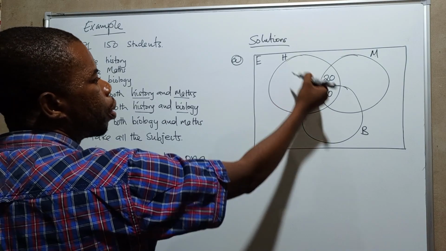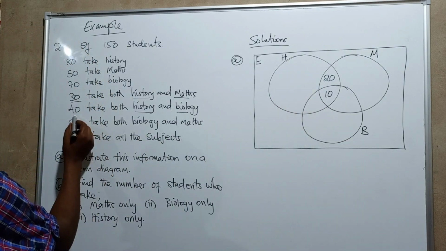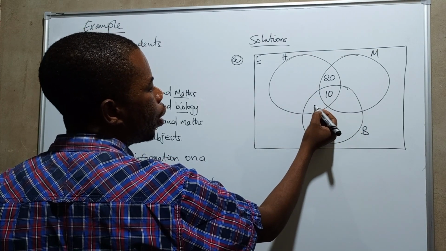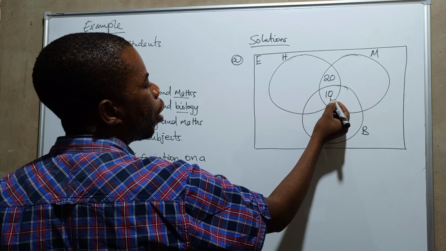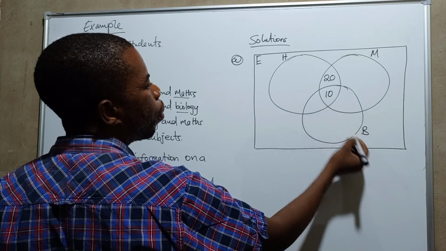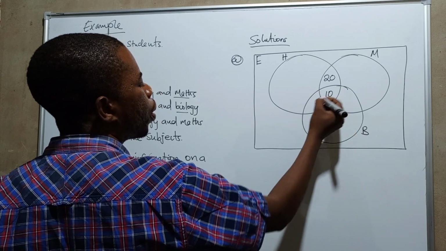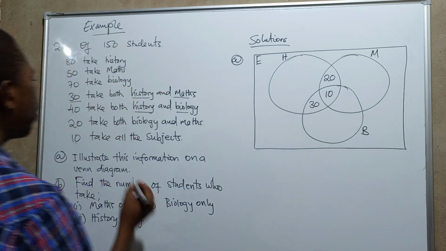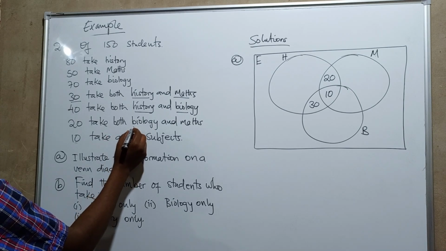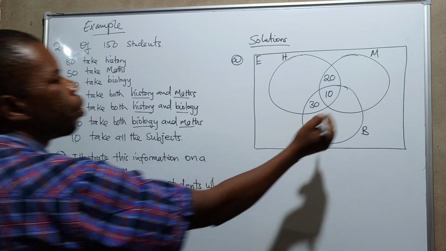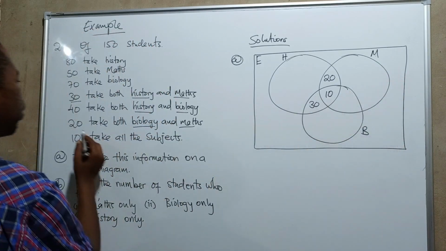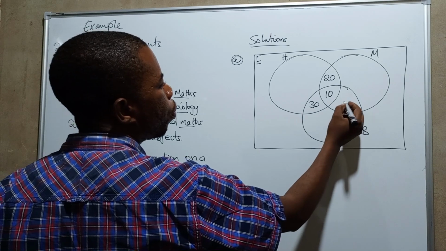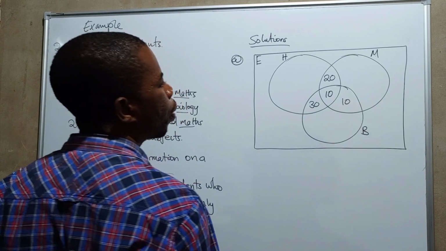Then you can also come to history and biology. How many? There are 40. So you need to put 40 in history and biology. But again, out of that 40, 10 are already here with biology and history. So 40 minus 10, you remain with 30. Then you come to biology and maths, how many? 20. Now 10 are already here. So 20 minus 10, you remain with 10 like that.